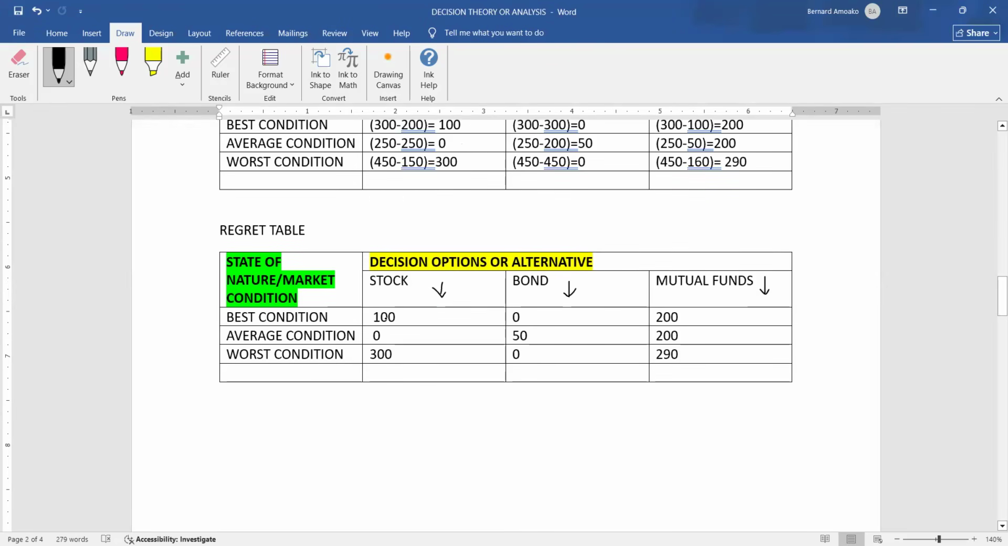So here, what is the maximum? 300. From here, what is the maximum? 50. And then from here, the maximum is 290. Okay. What is the minimum of the maximums? 50. And that is for what? Bond.